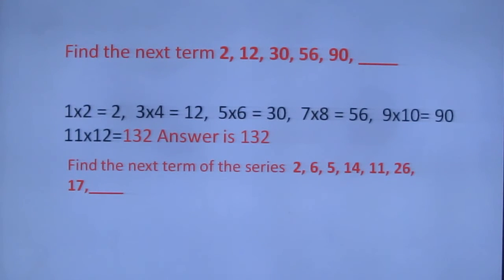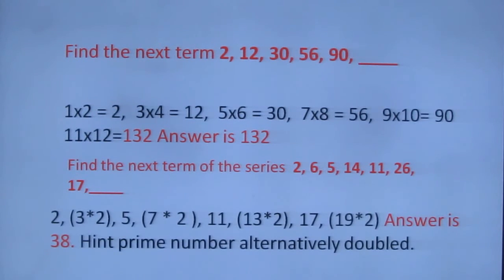Find the next term of the series. 2, 6, 5, 14, 11, 26, 17, comma. The next term you have to find out. This question looks like 2, 6, 5, 14, 11. Some tricky things are happening, but still a very simple question. How can we do this?